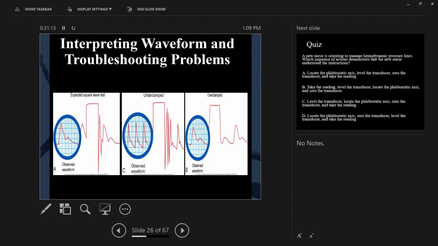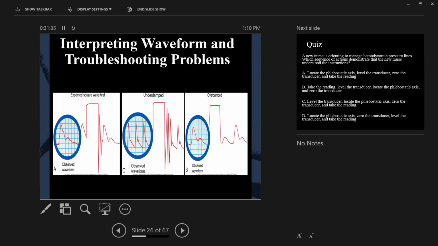When we are underdamped, which is this next one, look at this chaos here. Lots of oscillations. When we are underdamped, it can overestimate the systolic blood pressure. So we don't want an underdamped waveform.